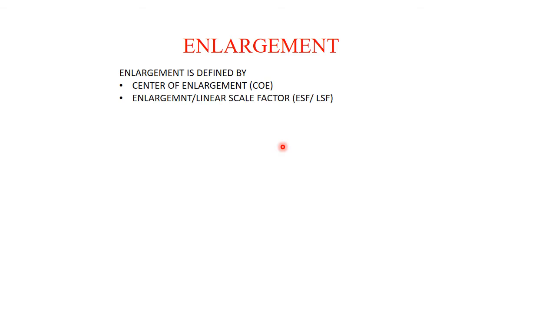So let's begin. First of all, enlargement is defined by center of enlargement and enlargement scale factor, or if you like, linear scale factor, because they're just the same. In this tutorial, let's use COE to mean center of enlargement and LSF or ESF to mean enlargement or linear scale factor. And so what we are saying here is enlargement, for it to happen, we must have a center about which enlargement is being performed. We are also saying that we must have an enlargement scale factor, which also is called linear scale factor.